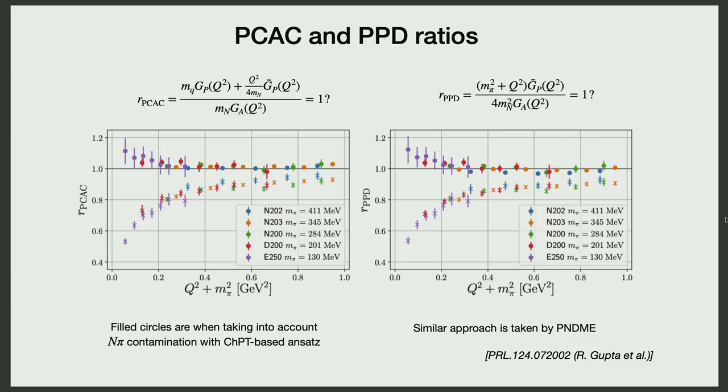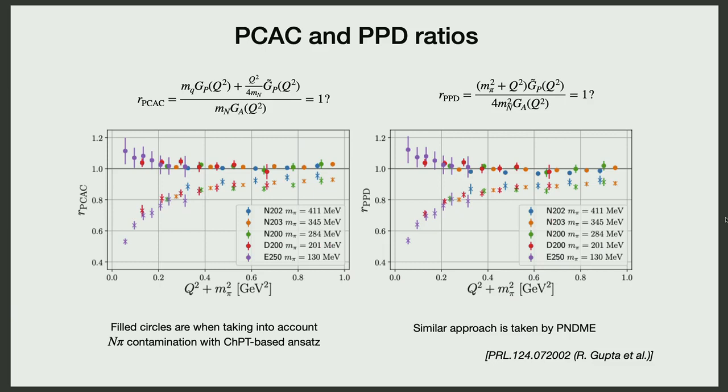Now, the takeaway message is that when the N-pi states are taken into account reliably with some ChPT-based ansatz, the form factors satisfy the PCAC relation. Whereas if they are not taken into account, they violate the PCAC relation. And the same happens for the pion-pole dominance relation. When we take into account the N-pi states, we get that the form factors satisfy this pion-pole dominance hypothesis. A similar approach and the same observation is made by Rajan Gupta and his collaborators, the PNDME collaboration. So N-pi states are very important.